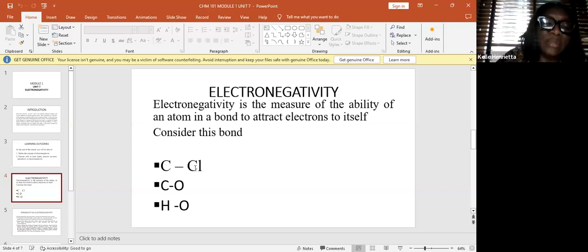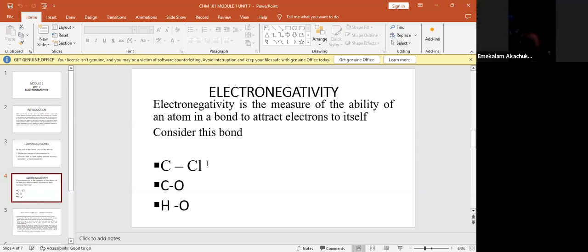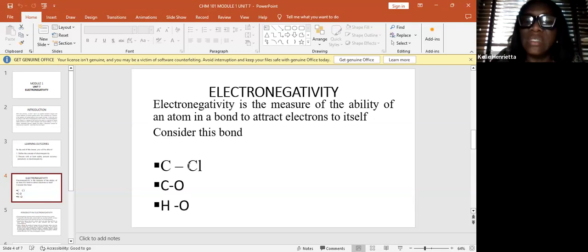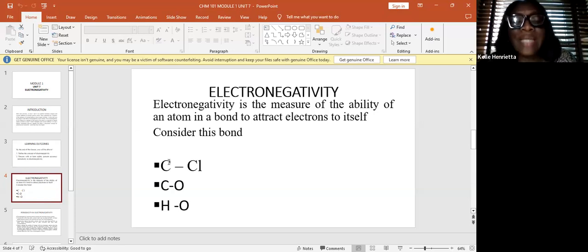Now, this chlorine attracts this electron that they are sharing more to itself. It will not attract it and remove it and take away the electron totally to itself to form a full anion. But as this electron is shared, it attracts it towards itself. That is what we're talking about, electronegativity. Because it has the ability to do this, we say it is more electronegative than carbon. Because electronegativity, you have to understand, is the ability of an atom to attract electrons to itself.